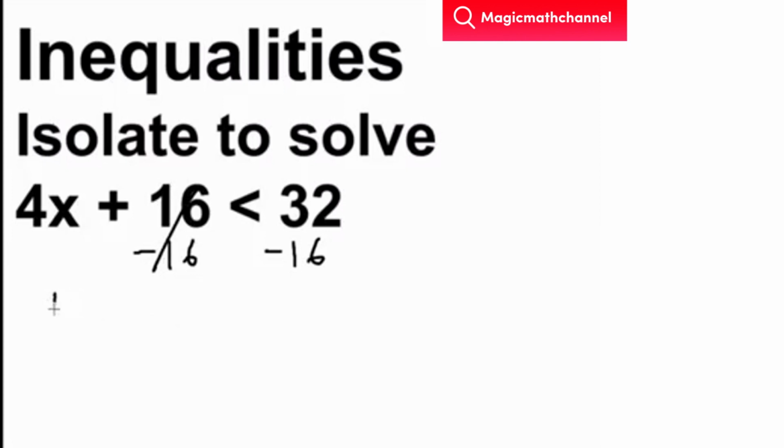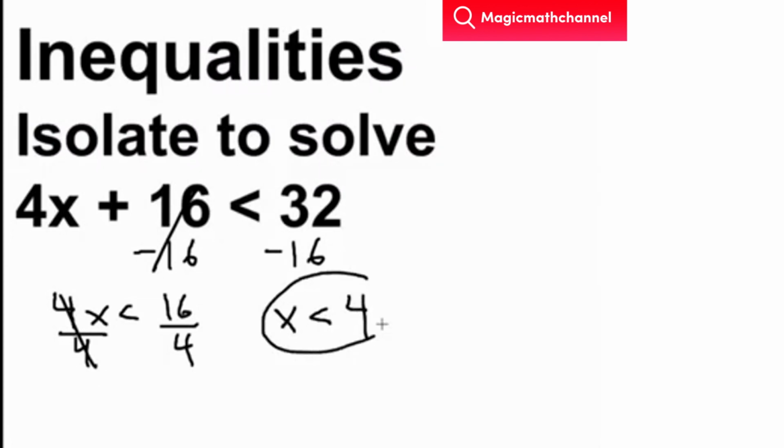Now I have 4x is less than 32 minus 16, which is 16. Last but not least, divide by 4. Get rid of that 4. And we've got x is less than, what's 16 divided by 4? That is 4. So once again, we've used variable isolation. We don't have one specific solution. This is actually an infinite amount of solutions, right? Because everything that is less than 4 satisfies this inequality, meaning 3, 2, 1, negative 100, negative a million, and so on and so forth.